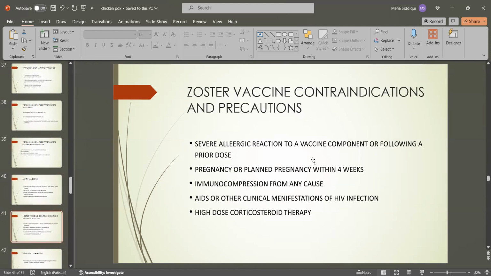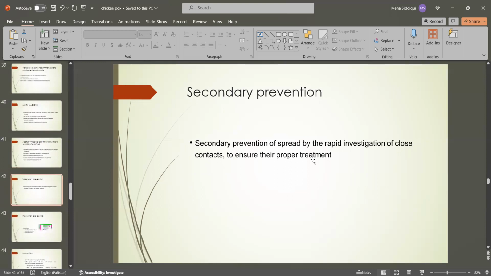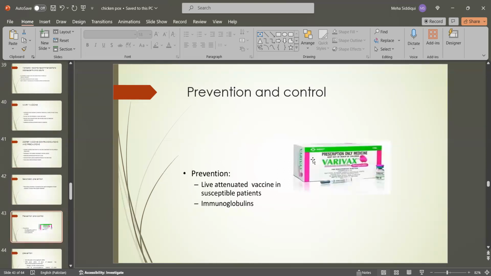Zoster vaccine contraindications and precautions: severe allergic reaction to a vaccine component or following a prior dose, pregnancy or planned pregnancy within 4 weeks, immunosuppression from any cause, AIDS or other clinical manifestations of HIV infection, and high-dose corticosteroid therapy. Secondary prevention is prevention of spread by rapid investigation and close contact follow-up to ensure proper treatment.